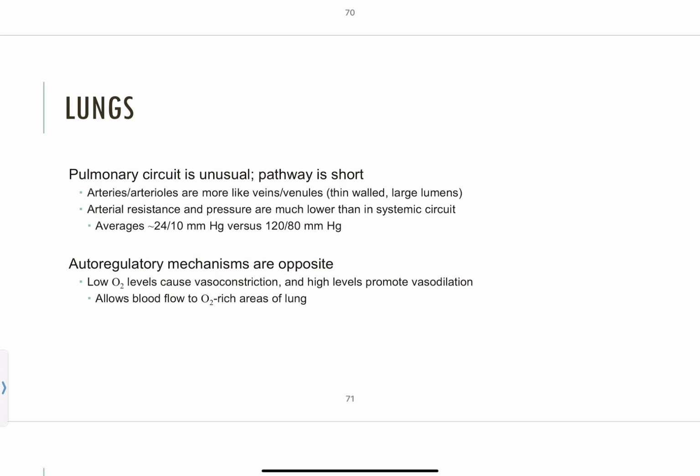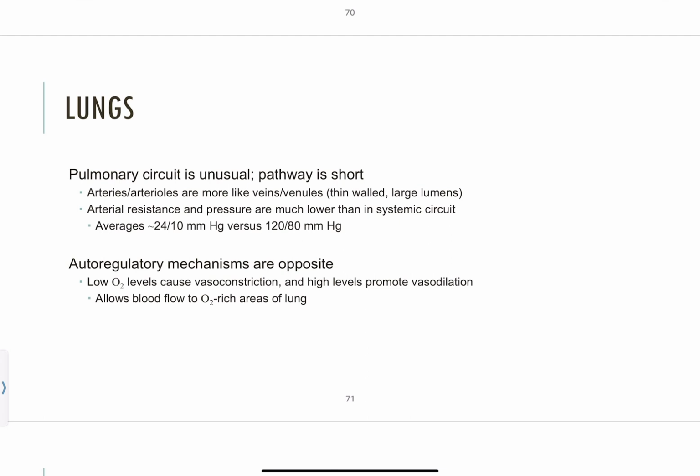The pulmonary circuit, again, just as a reminder, this was a very low resistance circuit where the blood vessels had very thin walls and really large lumens. And the pressure in the pulmonary circuit is much lower than that of the systemic circuit, where it's only at about 24/10 millimeters of mercury compared to the 120/80 millimeters of mercury for your systemic circulation.